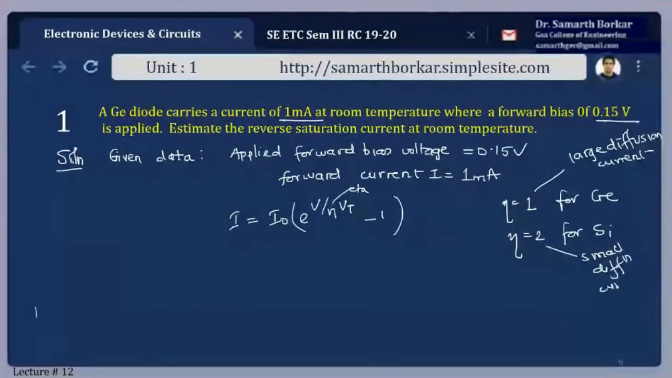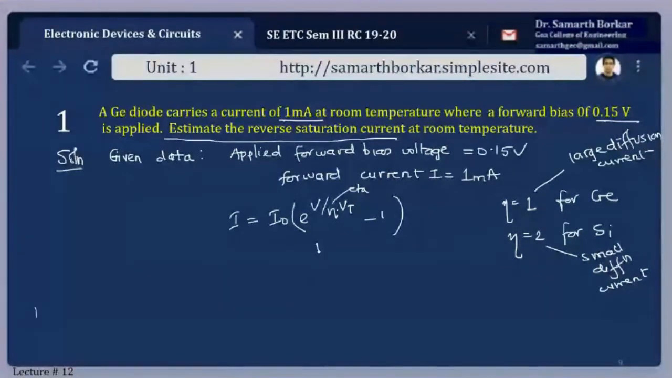Now the theoretical background for this eta value is that this is for equating the equation, the left hand side with the right hand side. That's the only reason we take this 1 and 2, fine, for equating it. So I equals I naught e raised to V by eta V_T minus 1. What we are interested in is estimating the reverse saturation current at room temperature. So if it is room temperature, our job becomes easier.